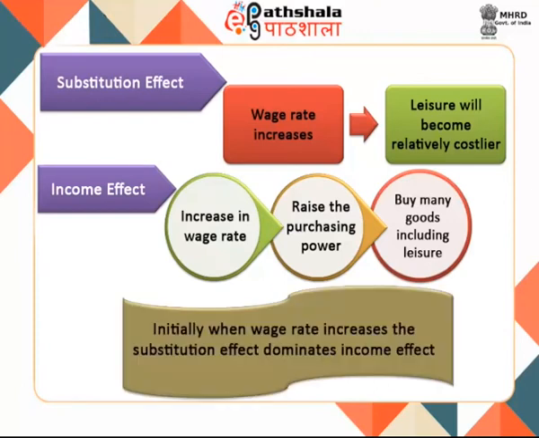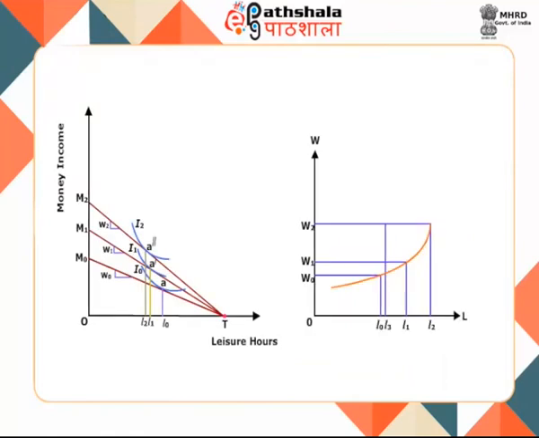Initially, when the wage rate increases, the substitution effect dominates the income effect and leads the individual to give more work effort. In the figure, at point A dash, the individual earns OM1 level of income corresponding to OL1 hours of leisure. Up to the wage rate W2, the substitution effect continues to be higher than the income effect, and the individual also continues to add more effort to earn more income.